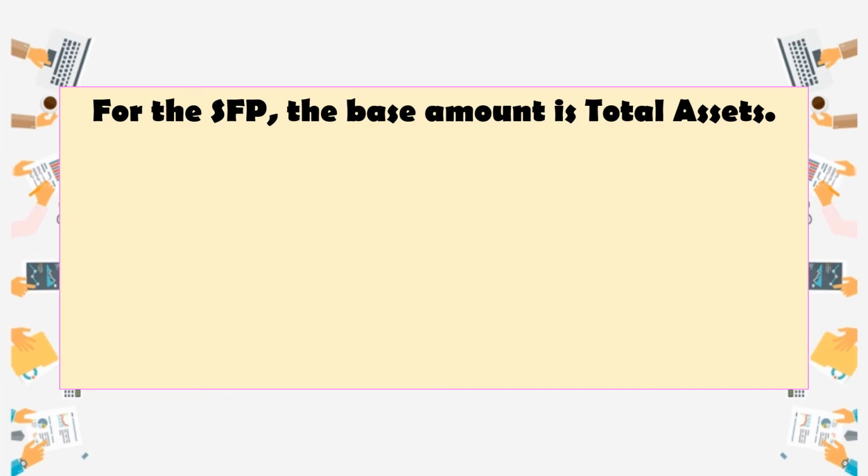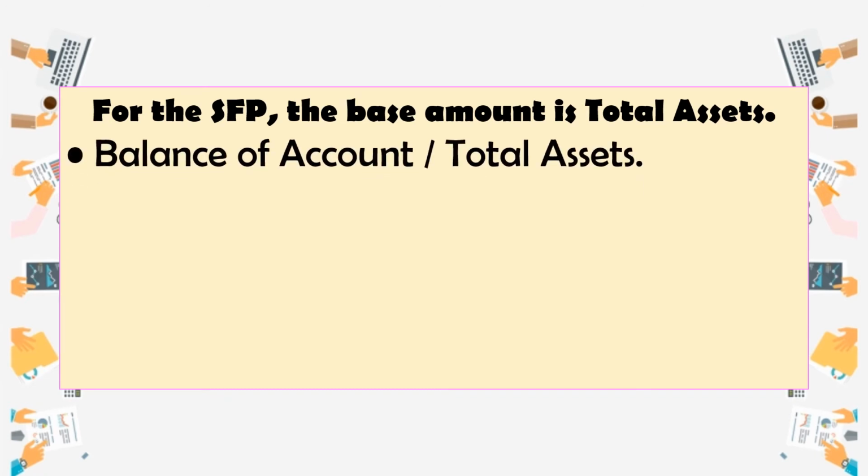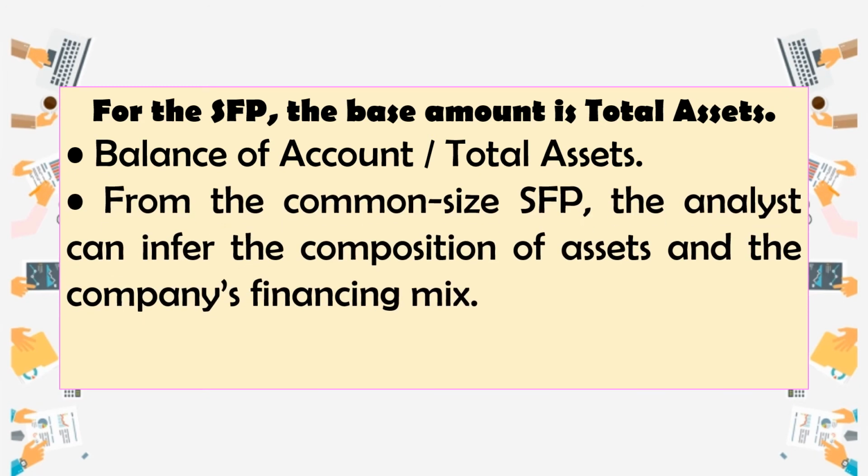For the SFP, the base amount is total assets. So we have the balance of account divided by the total assets. This is for the SFP. So the base amount is total assets, which means we have the balance of any account divided by the total assets. From the common size SFP, the analyst can infer the composition of assets and the company's financing mix.